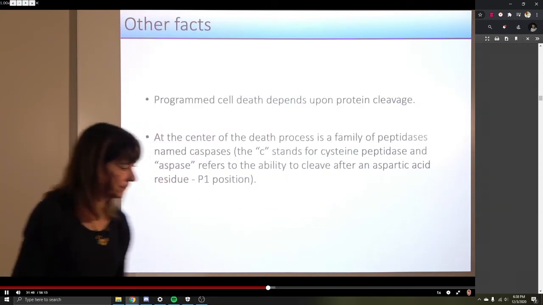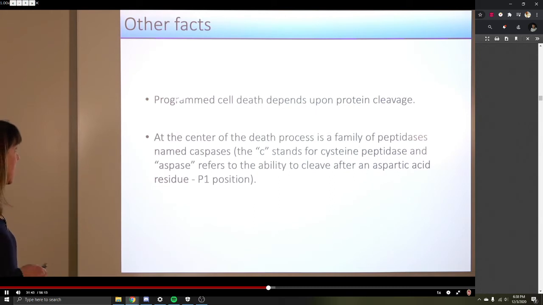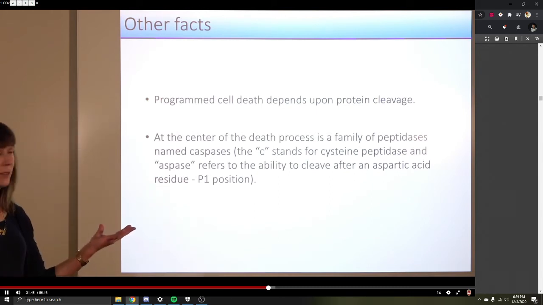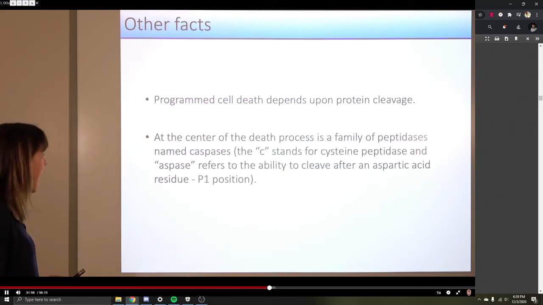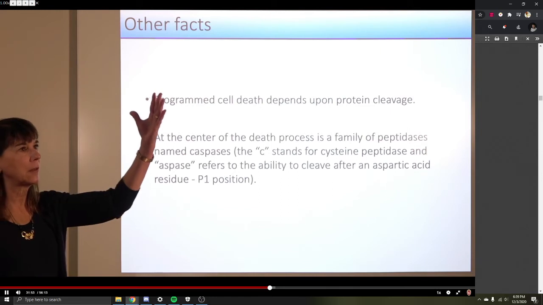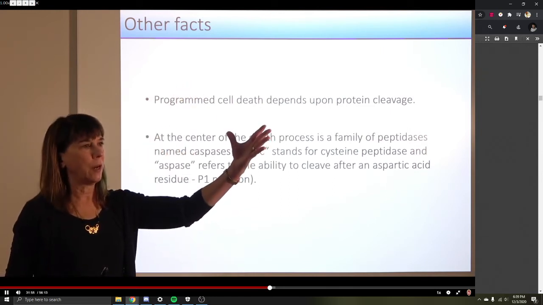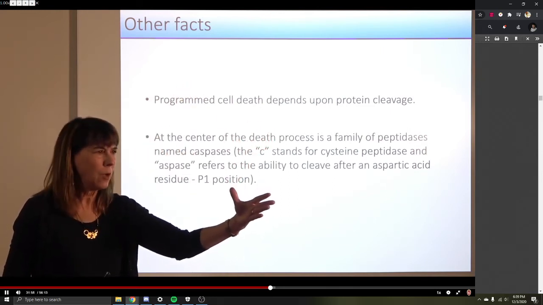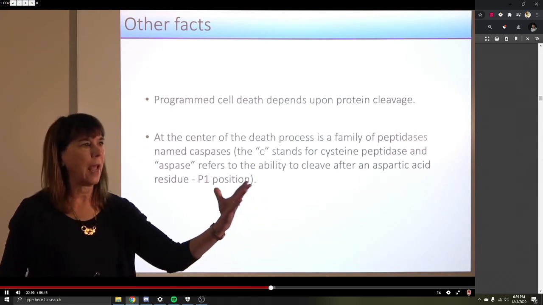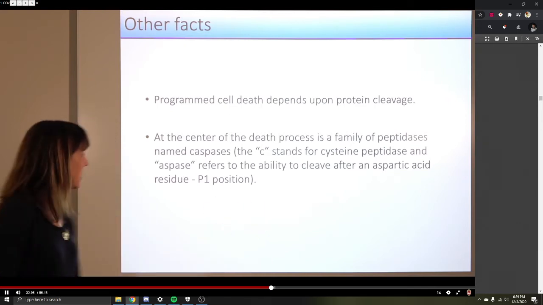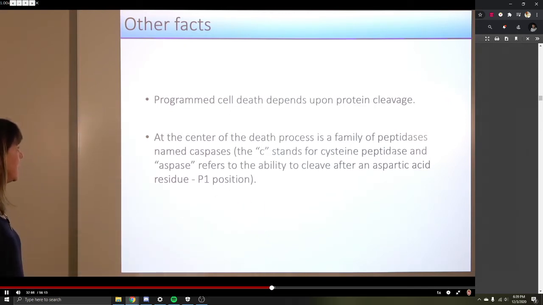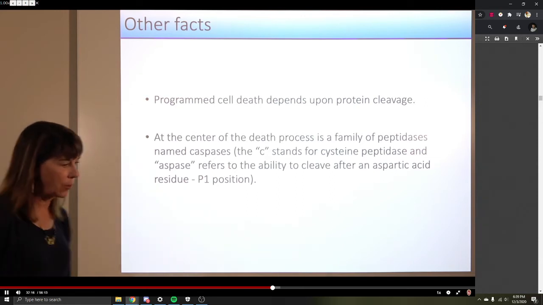Cysteine peptidases. Other facts, right? Programmed cell death depends on protein cleavage. That's clear. Now, it all depends on these things called caspases. So apoptosis, there's a lot of cell biology in it, but it all comes down to caspases. And where did that name come from? It's a cysteine peptidase, and the P1 position that it likes is an aspartate. So it's caspases. C stands for the cysteine peptidase, and aspase refers to the cleavage of an aspartate residue in that P1 position, the Schechter-Berger nomenclature.